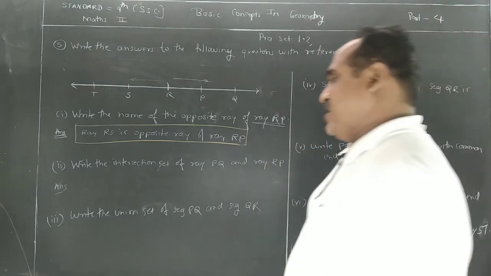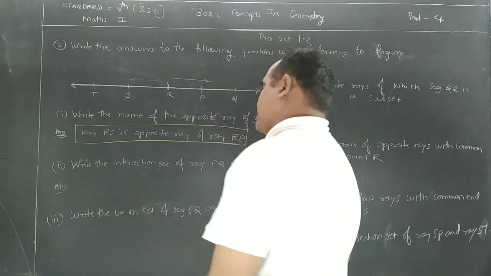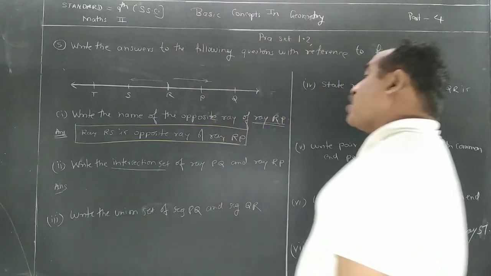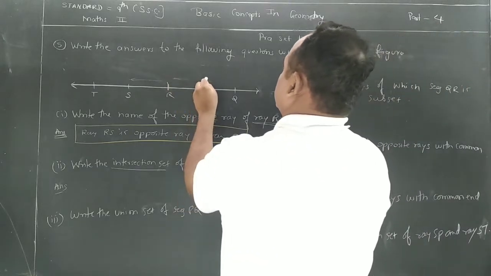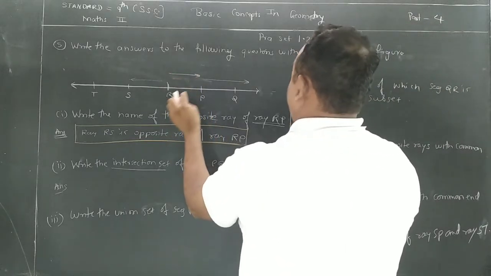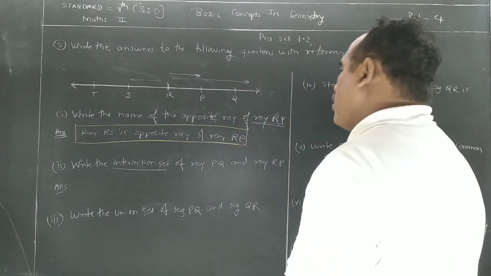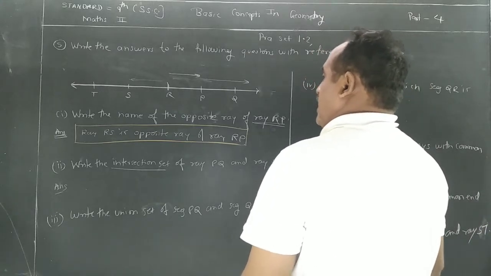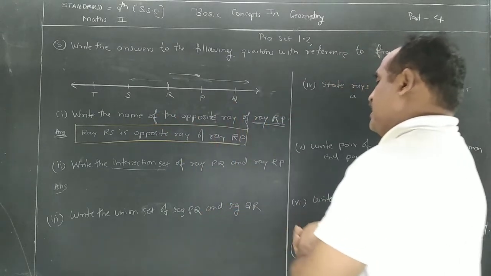Now second question. Now this is a revision for your topic sets, right? Write the intersection. What do you mean by intersection of sets? Intersection set is a common thing, right? Of ray PQ. Where is PQ? This one. And ray RP. RP is this one, but RP is on RQ, this ray will go up to here. It is going to continue. So what is the common thing between them, what is the intersection of ray PQ and ray RP?